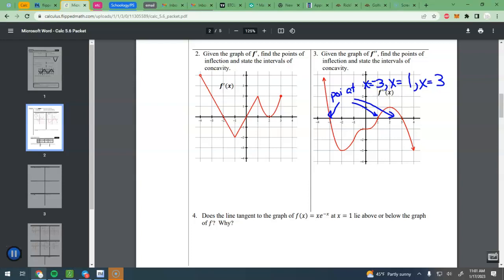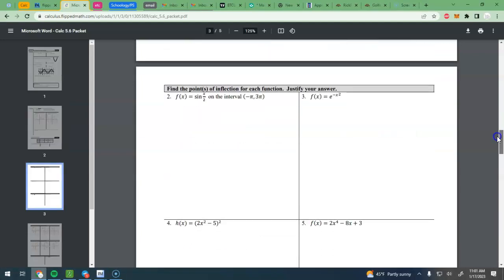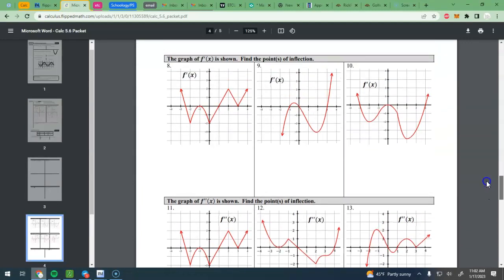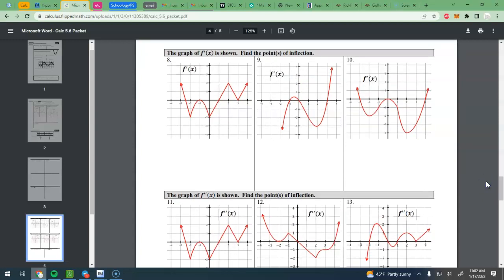Questions? Let's do the graphs right now. I don't know if we'll get to number 3 today, that's okay. I want you to try 8 through 13. Keep that in mind: every graph you look at, you've got 3 possibilities. It could be f, it could be f prime, it could be f double prime.